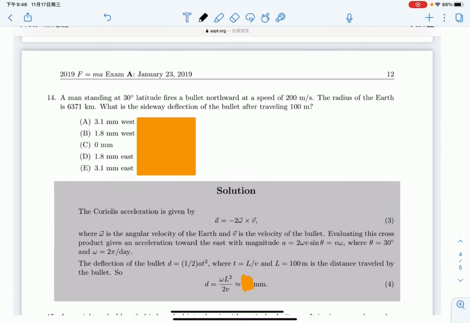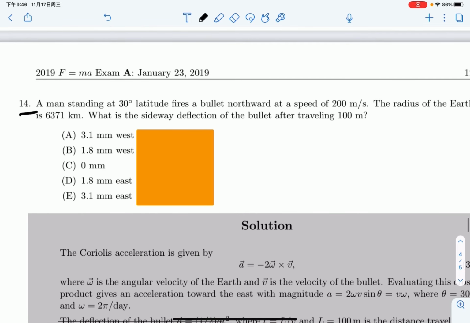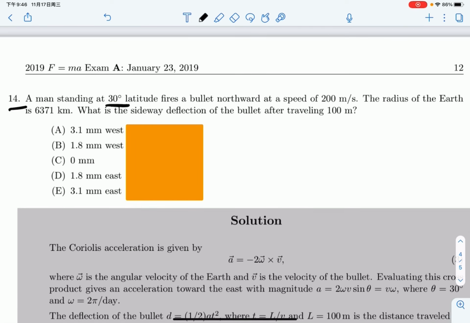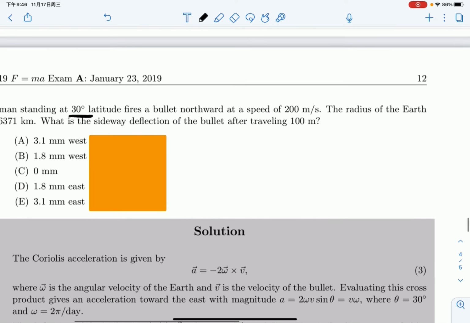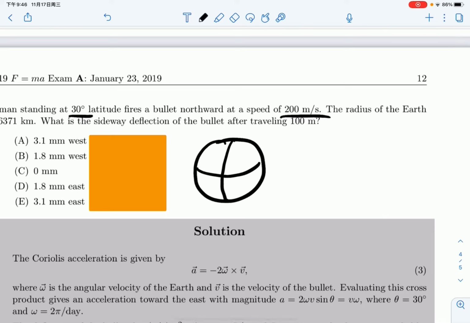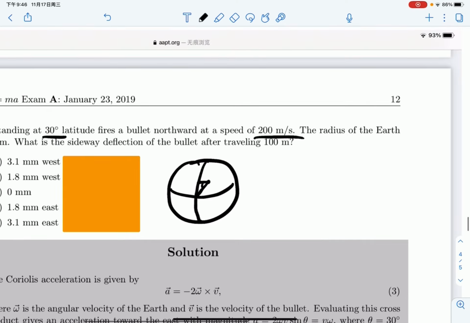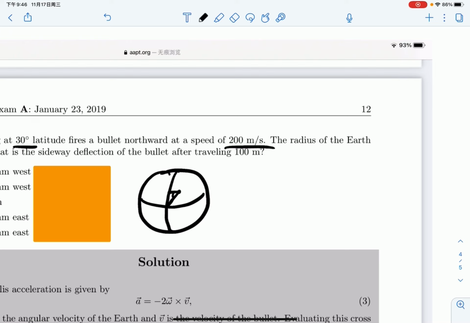And now we're going to take a look at 2019 F=ma exam 1, question 14. So for this question, a man is standing at 30-degree latitude, fires a bullet northward at a speed of this. Let me draw the diagram over here, and here's Earth. And we know that Earth is rotating around itself. Like, we know that w is approximately 2 pi divided by T, and T is a day.